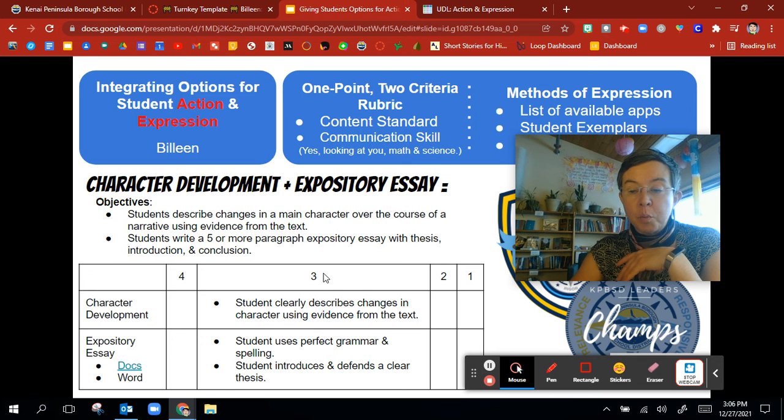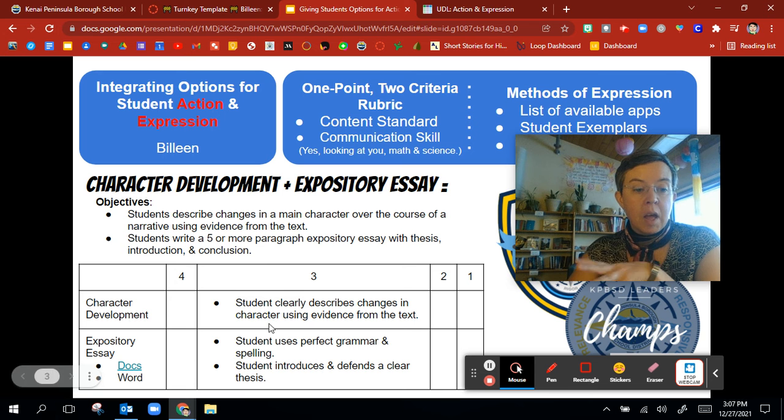So a 3 on the rubric is the student has met the standard at grade level. For character development, it says student clearly describes changes in character using evidence from the text. That is the grade level standard. You can find it in the curriculum if you go online.